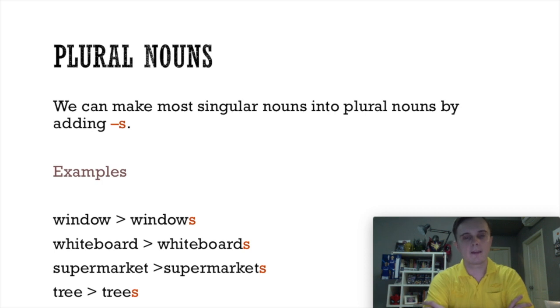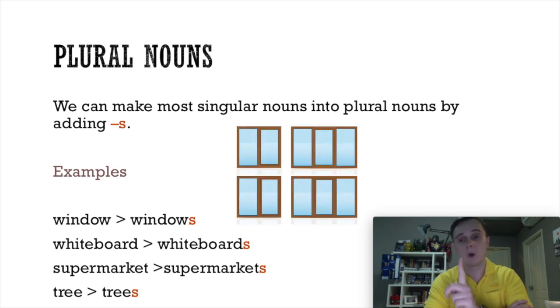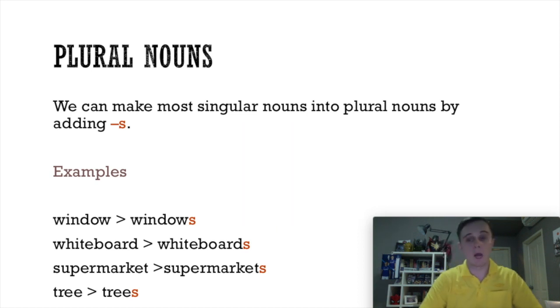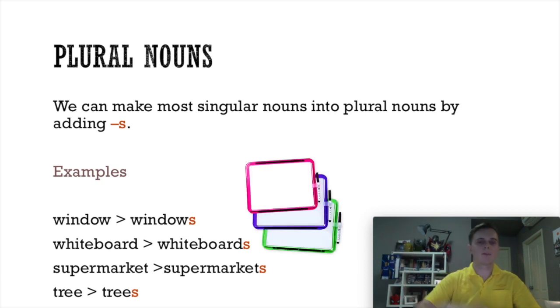So most of the time, it's quite easy to make a plural noun. For most singular nouns, you can turn them into plural nouns just by adding s. So window means one window. Windows means there's more than one window. So windows is plural, we just add s to make window, windows, to make singular, plural. Whiteboard, if there's a whiteboard in your classroom, you say whiteboard. If there's more than one whiteboard, you add s, whiteboards. That means more than one.